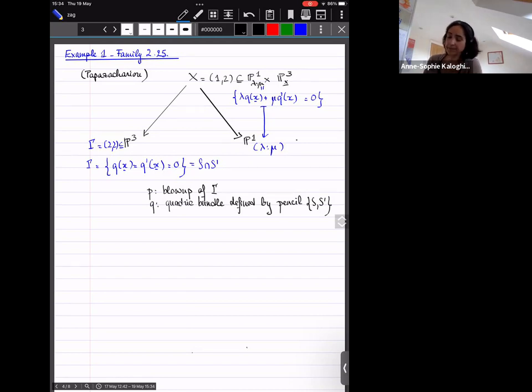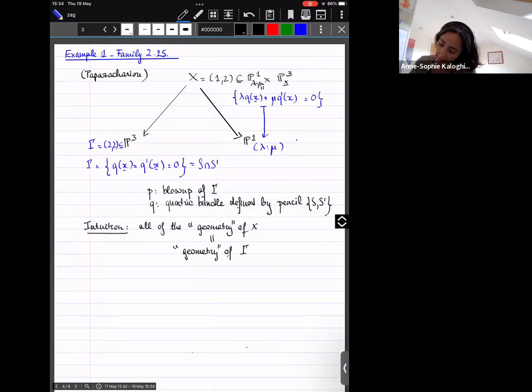And so here, the intuition that we gain from this classification is that all of the geometry of X, if you like, is contained in, or is the geometry of, depending on what your personal taste is, either the curve gamma or the pencil S S prime. Okay, so gamma is just the base locus of the pencil.